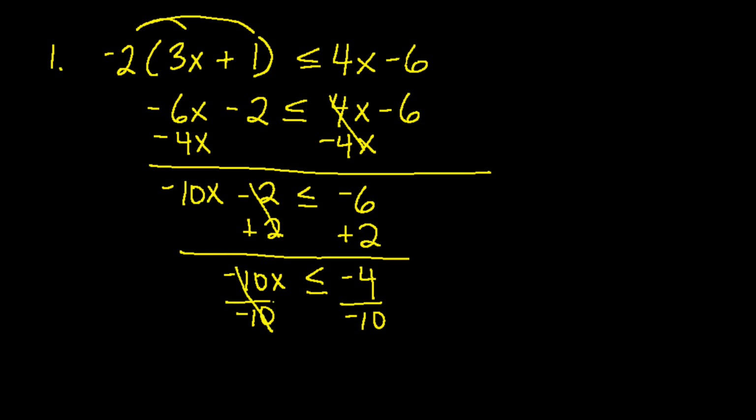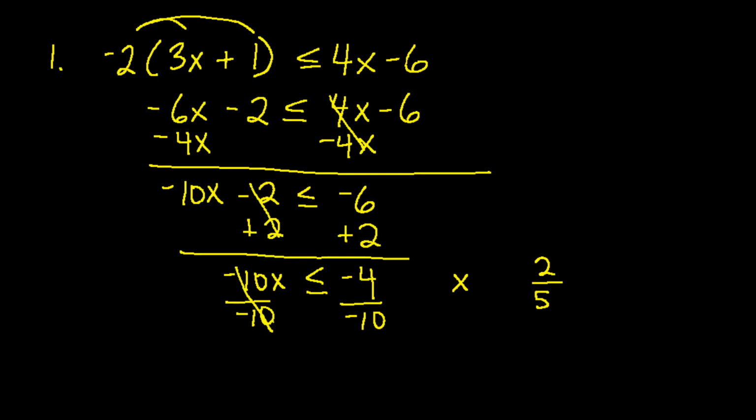-10 divided by -10 cancels to be 1, and 1 times x is x. The right-hand side, -4 over -10, simplifies to +2/5. Basically, we could divide the top and bottom both by -2 to simplify that fraction all the way.